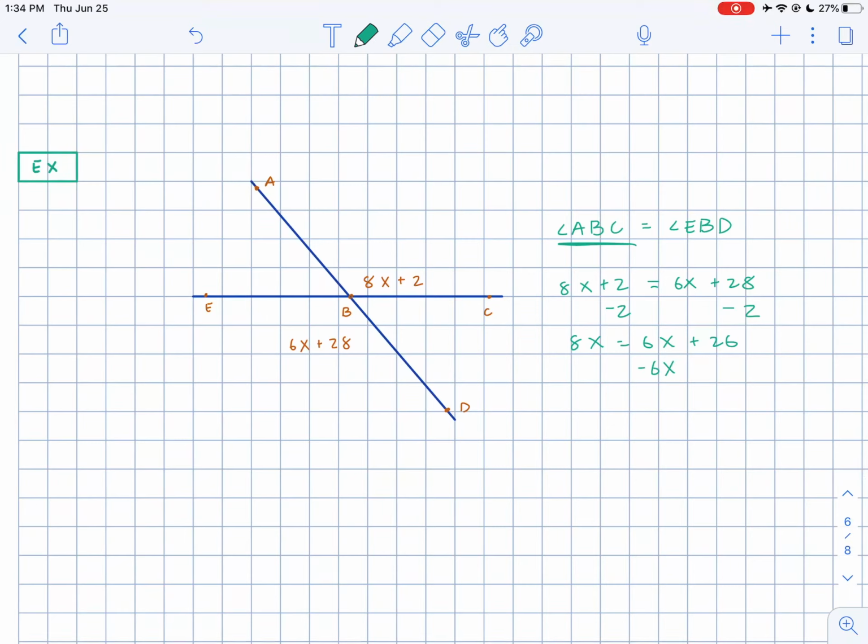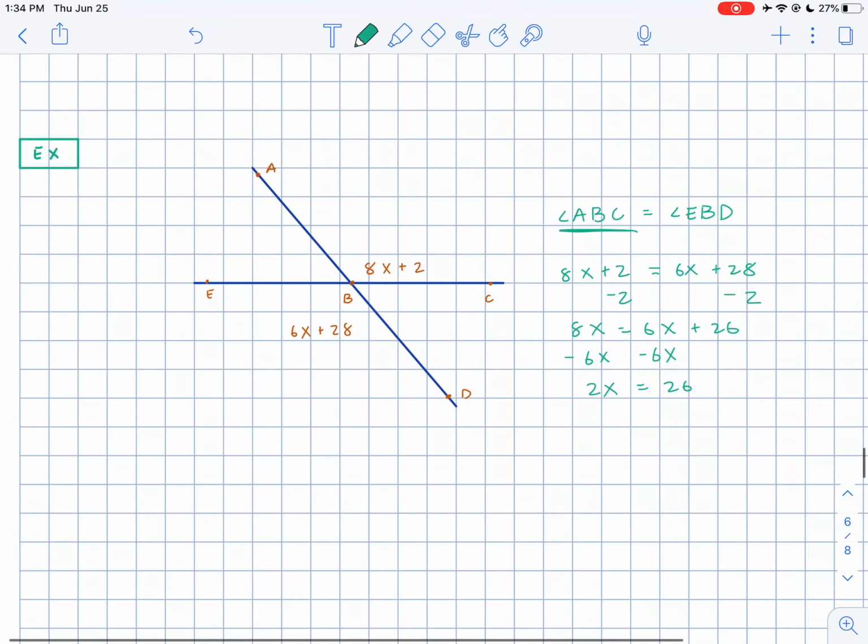And let's combine these other like terms. So we get 2x equals 26. And again, we want to get x by itself. So let's divide by 2. And that means x equals 13. Okay, x equals 13, but what does that tell us?